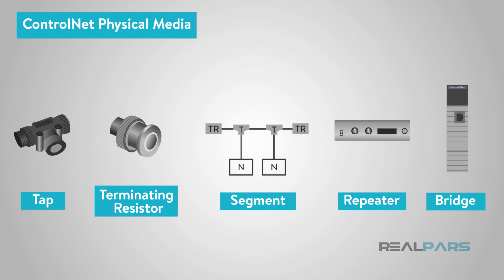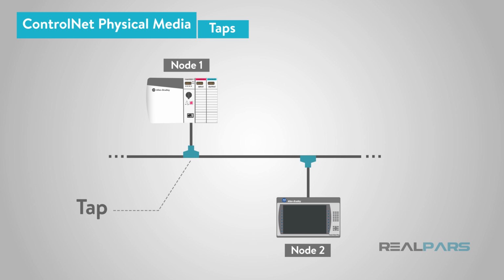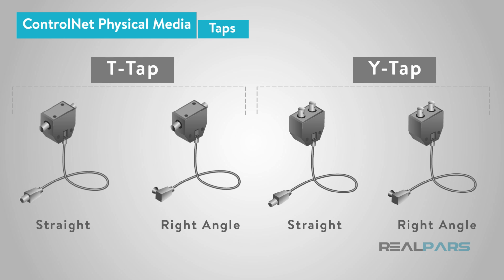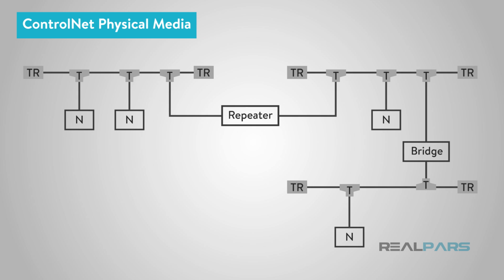It's time to continue with the other physical media of the ControlNet protocol, such as taps, terminating resistors, segments, repeaters, and bridges. Taps are devices that allow you to connect nodes to the trunk via a drop cable. There are several types of taps: T or Y, straight and right angle, that let you have flexibility in configuring your ControlNet network. A 75 ohm terminating resistor is required at each end of the trunk cable.